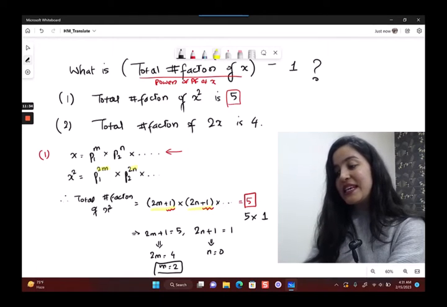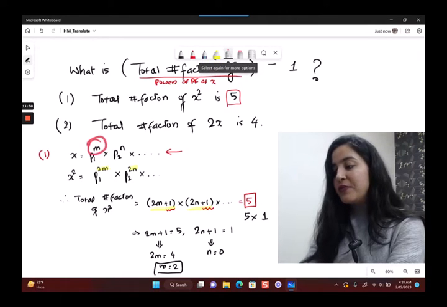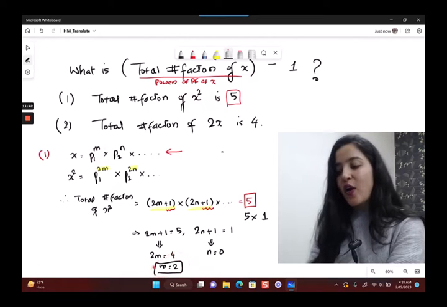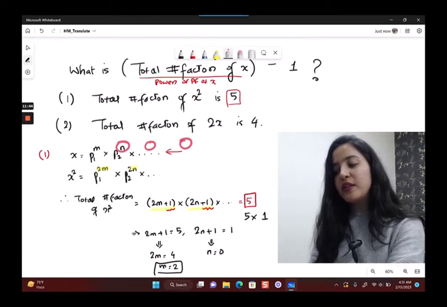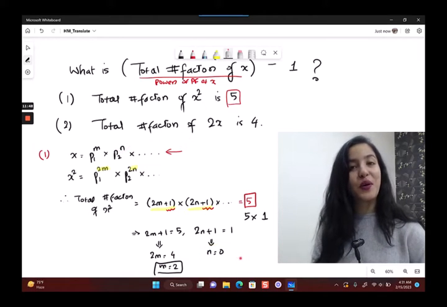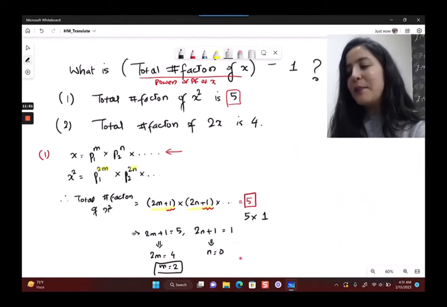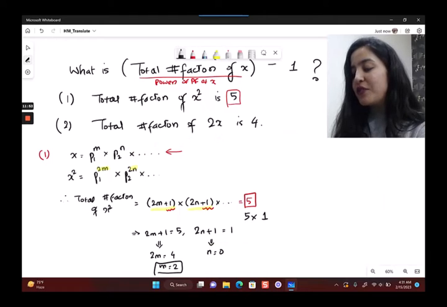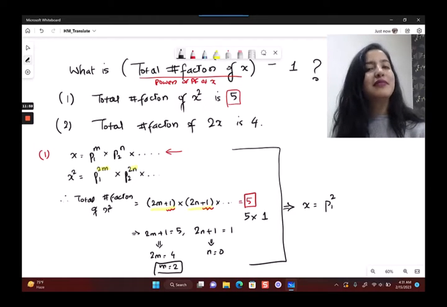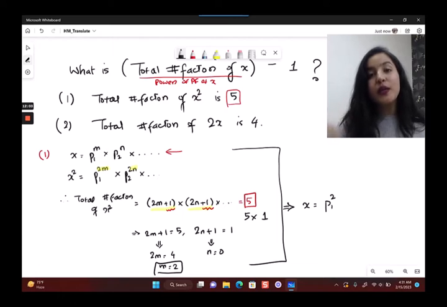What this means is that this m that you see on top here in the prime factored form of x is equal to 2, and all of these other powers beyond this are just 0, based on what we saw here. So essentially, combined, from both of these things, you can say that x is equal to p1 to the power 2. That's it. X only has one prime factor, p1, with a power of 2.